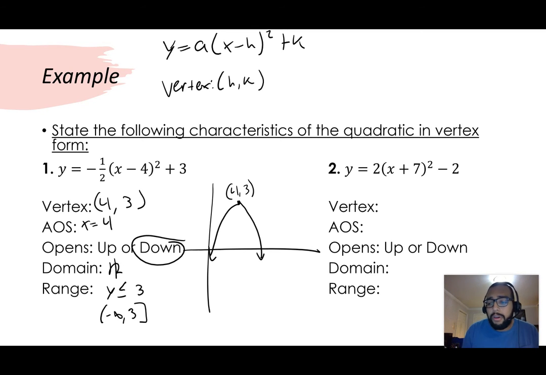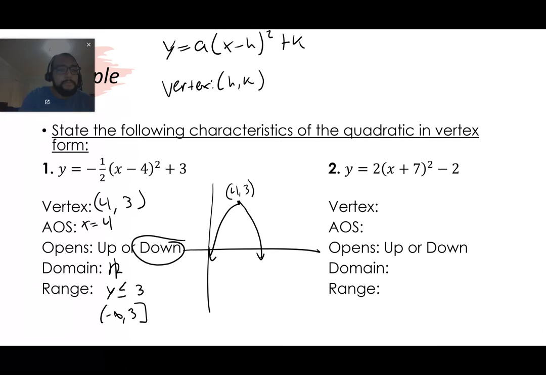So with number 2, same thing, find a vertex and then just go from there. So vertex is opposite h comma k. On the inside of my parentheses, it's x plus 7. Therefore, my vertex is going to be -7. And then it's comma k, so that k value is attached on to the very end. So that'll be comma -2.